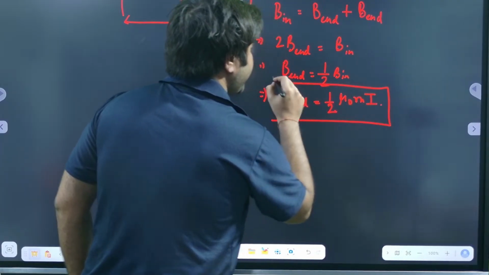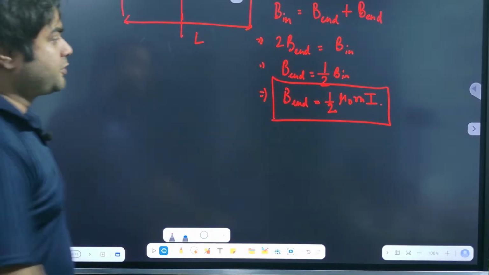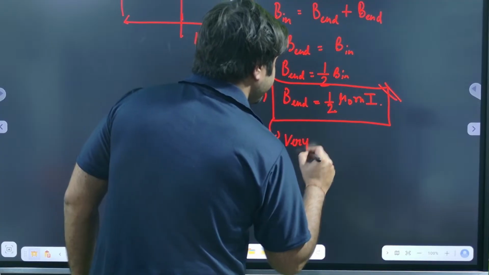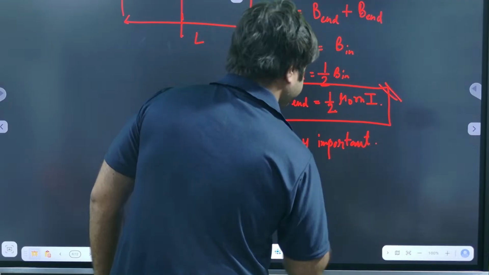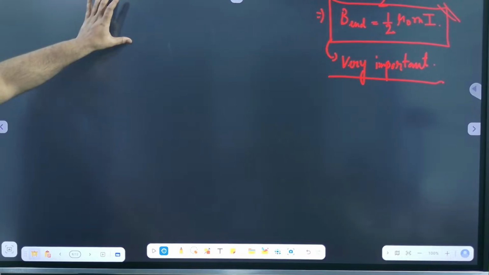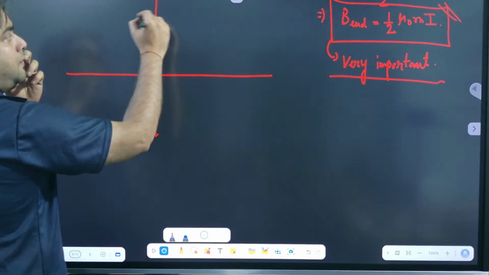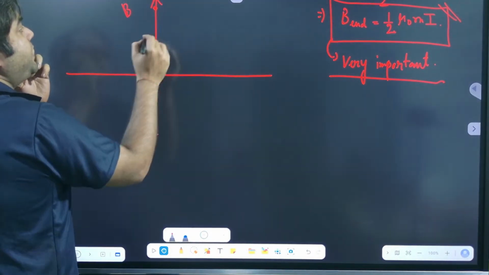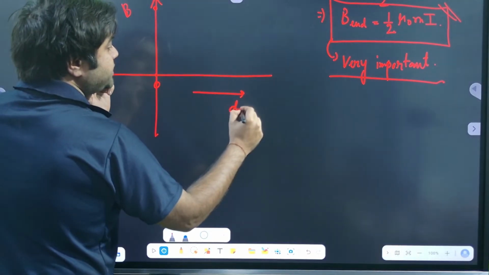So at the end of the solenoid this will be the magnetic field. इसको याद करके रखना. This is very important, very very important. अगर इसका ग्राफिकल रिप्रेजेंटेशन देखते हैं, if this point is B, this is the origin and that corresponds to the distance.